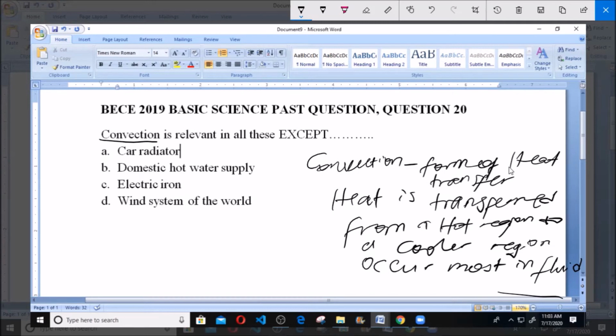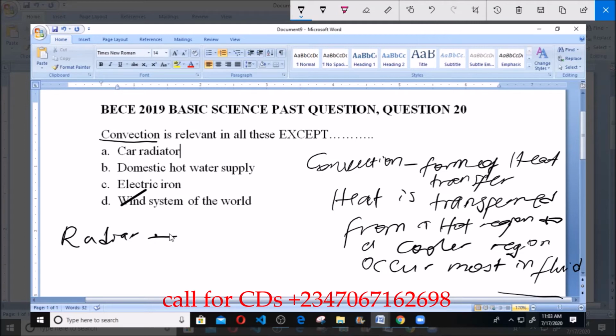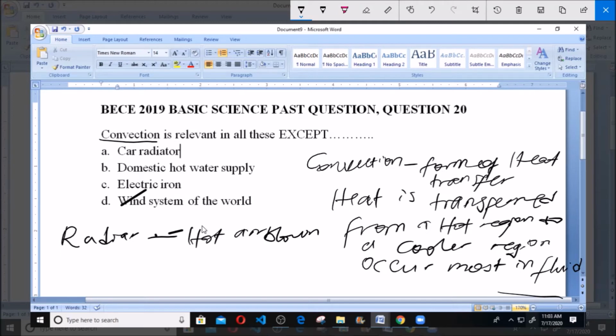Now they say convection is relevant in all these except a car radiator. In a car radiator system, what happens? The hot air is blown outside, while the cooler air from the surroundings is blown inside. So convection is relevant in a car radiator.